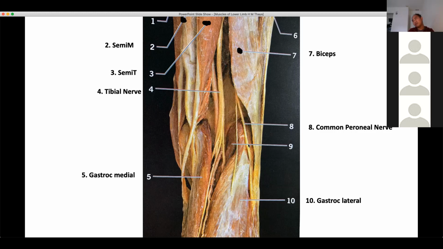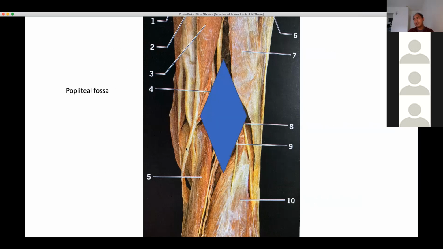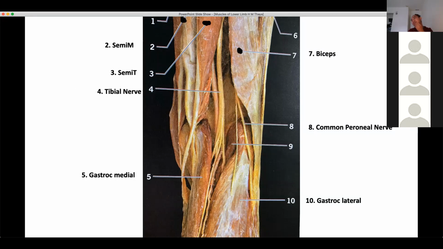Gastrocnemius lateral head, gastrocnemius medial head, biceps on the lateral side, and semitendinosus on the medial, which create a diamond structure, which is what we call the popliteal fossa. Inside the popliteal fossa, we have the tibial nerve. Look at the tibial nerve. The tibial nerve is a division from the sciatic nerve. The sciatic nerve divides into the common peroneal nerve and the tibial nerve. This is the tibial nerve.